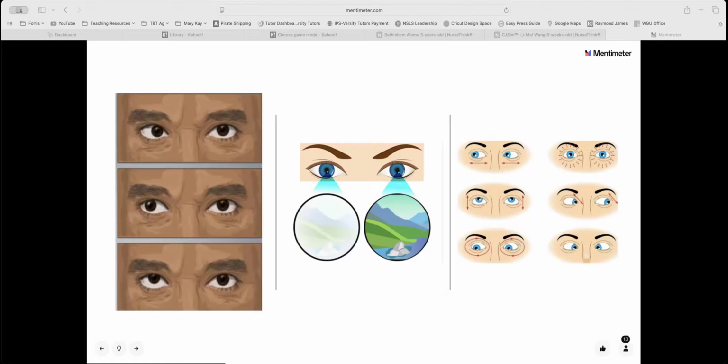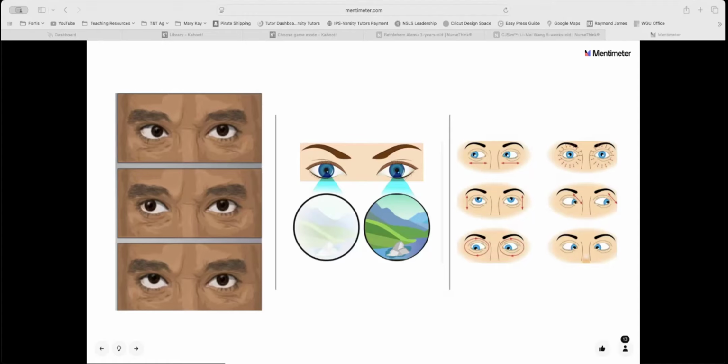How about our last picture on the right-hand side where we've got our eyes wiggling in all different directions? Is it nystagmus? Yep, that's nystagmus. It can happen in any combination of directions, but if you are looking at that person, you will see their iris just kind of fluttering.